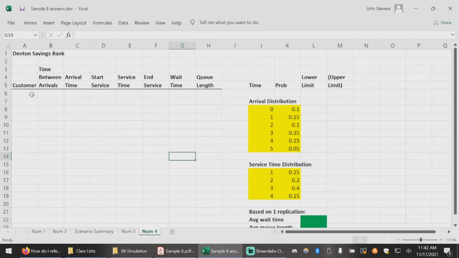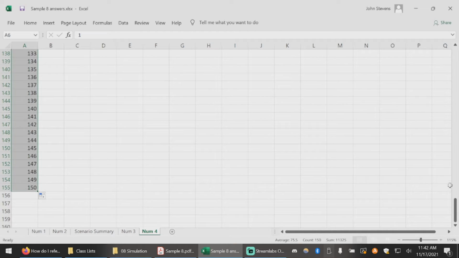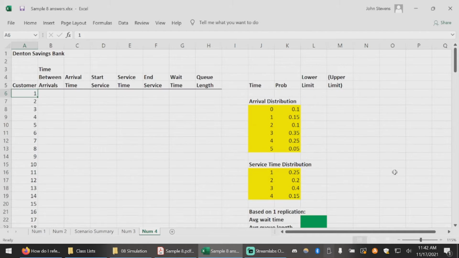Okay, so we're going to have customers 1, 2, 3, 4, all the way down to 150. Copy it down. They say we get 150 customers. Beautiful. And then we are going to have to randomly, according to the probabilities, generate a time between arrivals and a service time.